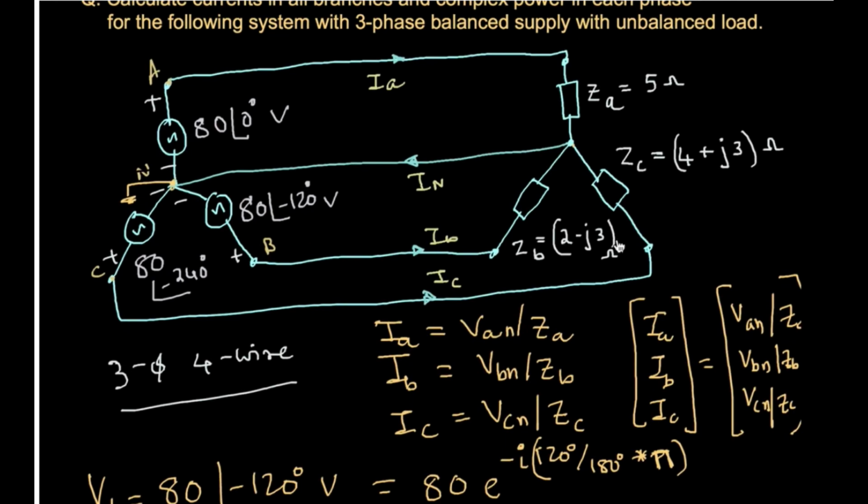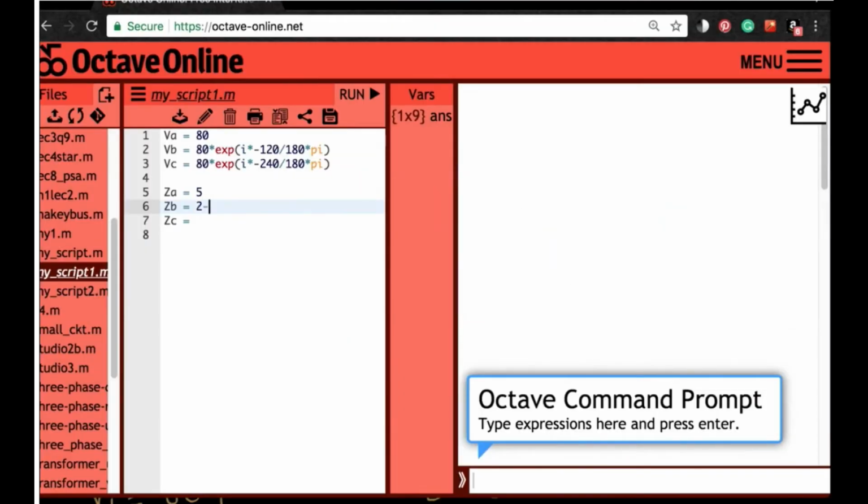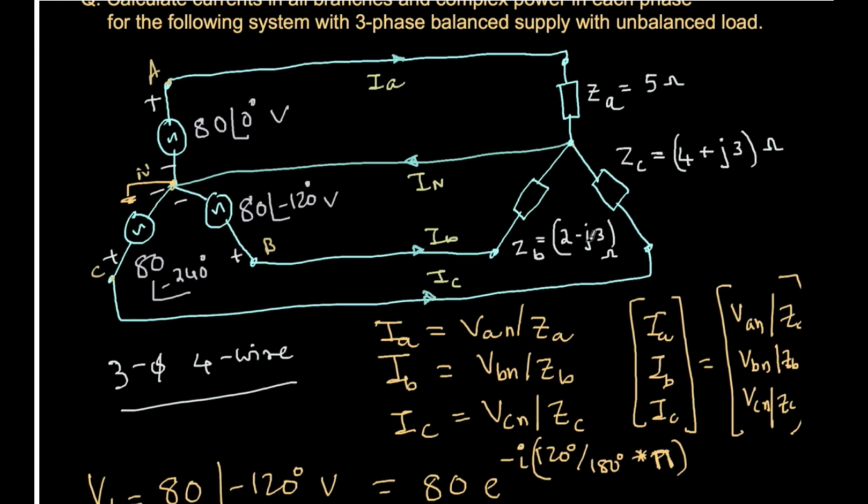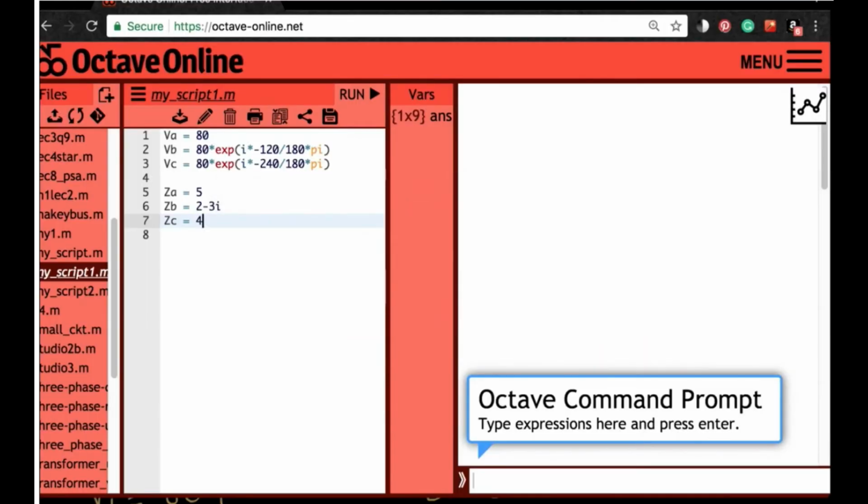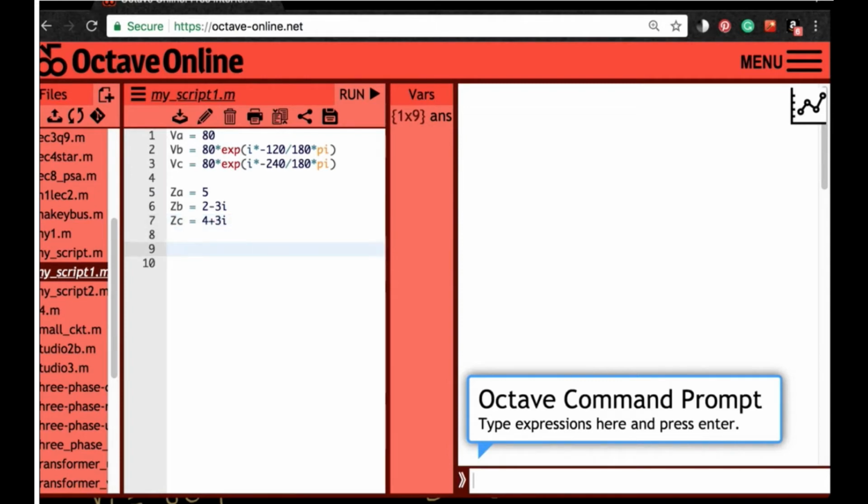2 minus j3. So here I'll use 2 minus 3i. Whereas ZC, so j we use in electrical notation, whereas in mathematical notation we use the i, and that's the only difference. And i should follow the number, whereas here in electrical representation, j will be before the number. That's the difference. Again, I am assuming you know how to handle these numbers. So 4 plus j3 is the ZC. So 4 plus 3i I will write here. Now I have defined everything, so I can write IA is equal to VA divided by ZA.